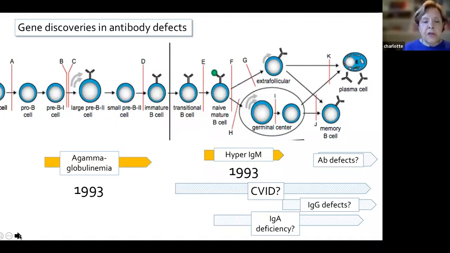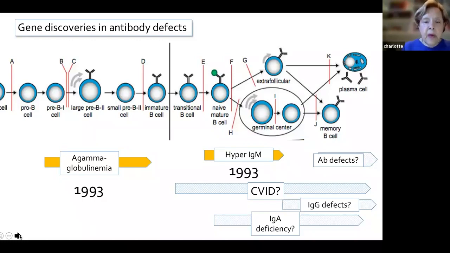And this is the gene discoveries in the early years. You can see that the agammaglobulinemia gene, remember, Dr. Bruton talked about that in 1952. So it took 41 years for anyone to know what that was all due to, and that was 1993 that it was first described. Hyper-IgM syndrome was only tackled and figured out in 1993.